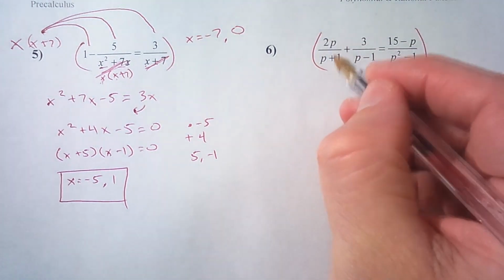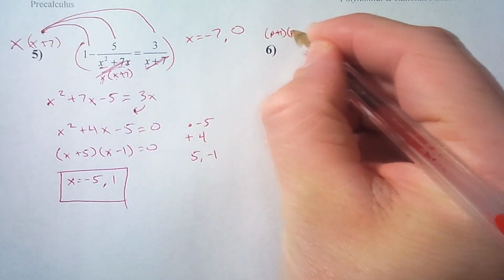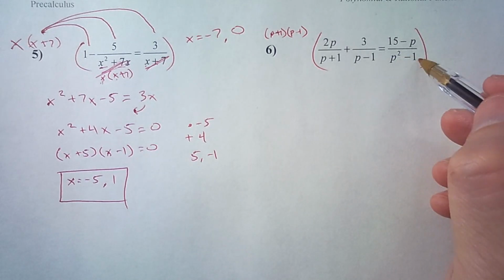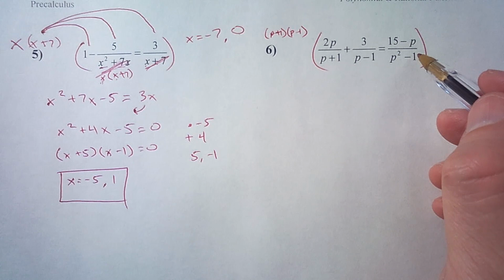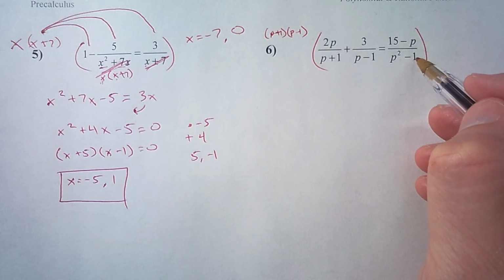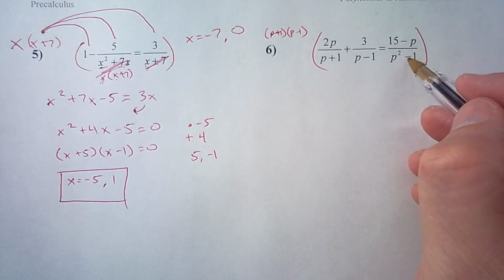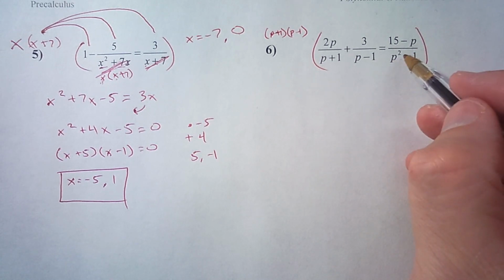And number 6. I have a p plus 1 and a p minus 1, and then I have a p squared minus 1, but I can factor this. This is a difference of squares, so what that means is p squared is a square number because the square root of p squared is p. 1 is a square number because the square root of 1 is 1. I get nice neat square roots for each term, so those are square numbers. And minus means a difference, so I'm doing the difference of two square numbers.